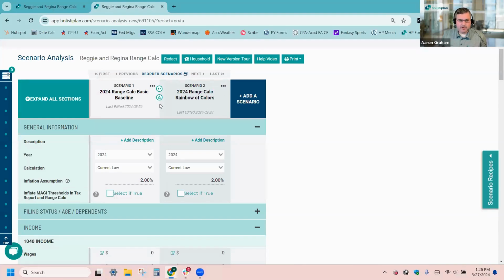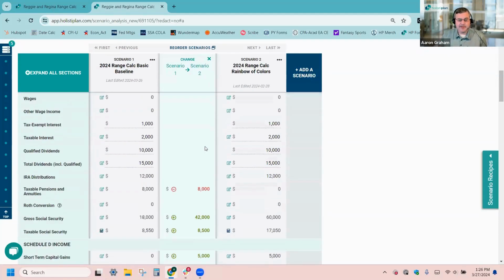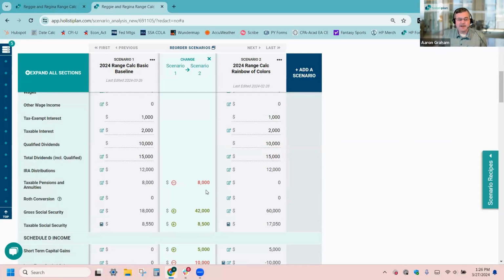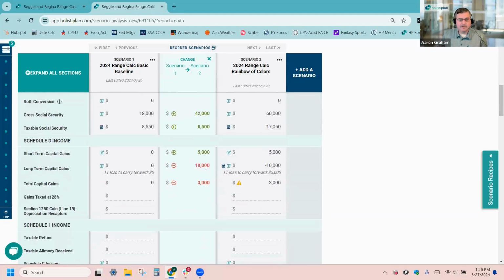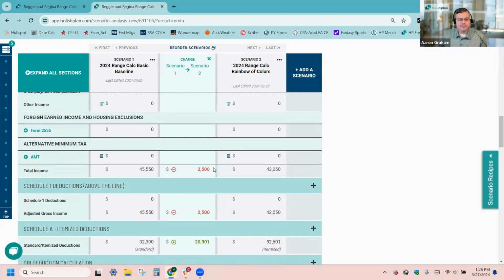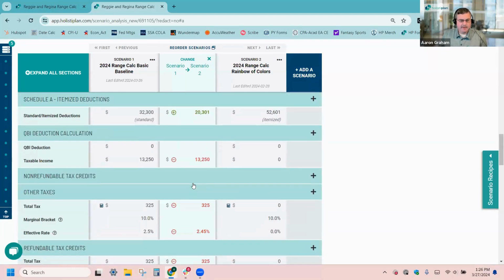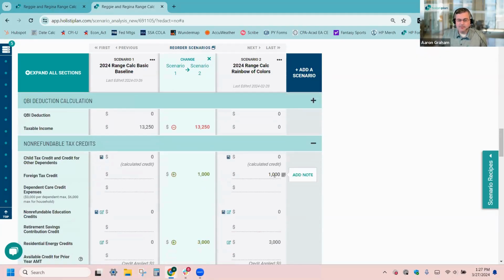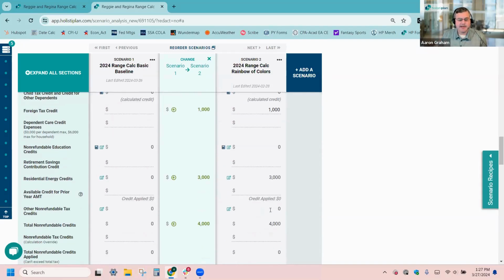But what we're going to look at here is the difference between these two. Just to show you the difference, I've taken away the pension and annuity income. I've added some more Social Security income. We've added some short-term capital gains. We've added a long-term capital loss. That changes their total income, and they've gone from standard to itemized deductions. And I'm trying to see what else we did. We threw in a foreign tax credit for Reggie and Regina based on their income. Residential energy credits, they installed some windows, right, to get them a tax credit.